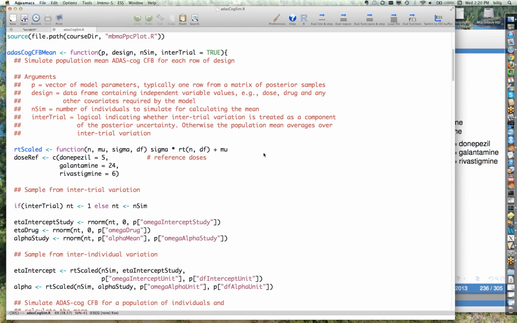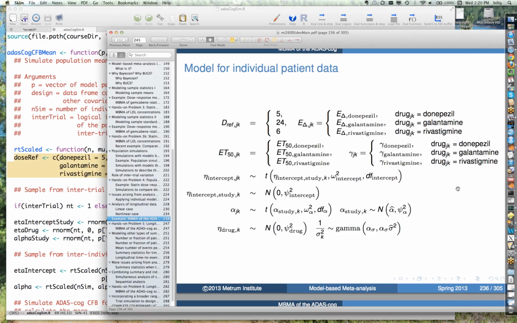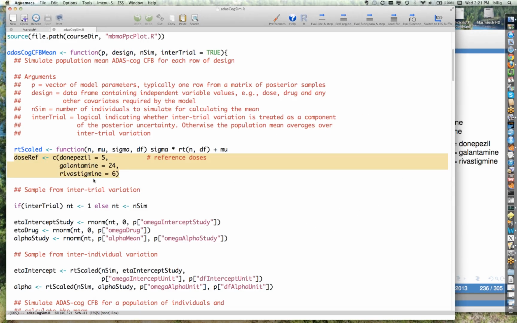Okay, so we do that. Part of our function here, recall there were these dref things here with different reference doses for each one of our drugs. So I've just defined those. Those are just fixed values, not estimated parameters.